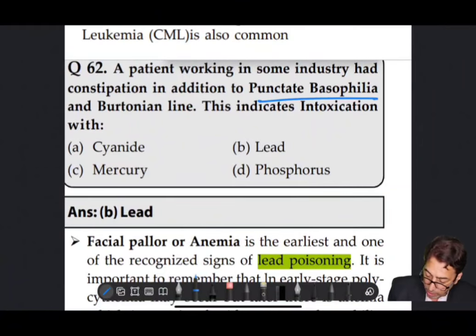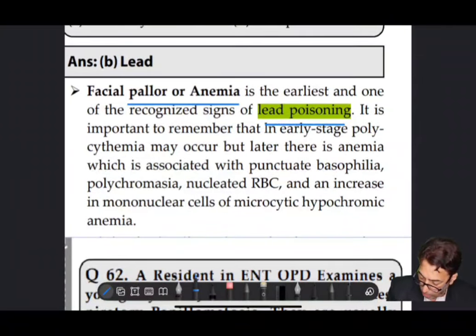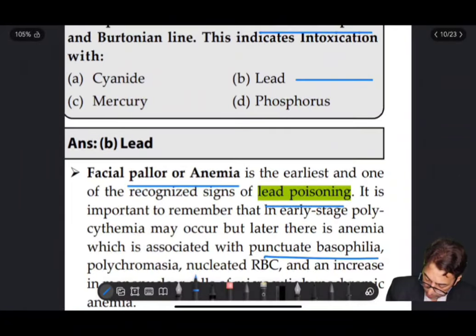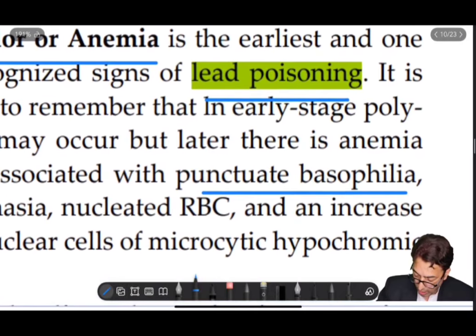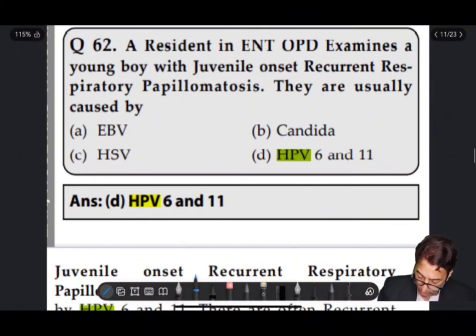Now, punctate basophilia, basophilic stippling, and I have given it a question number 62 in my NEET PGQR and FMGE Q Bank. So I have mentioned anemia and lead poisoning. And more important than that, basophilia. I would analyze that punctate basophilia. So that's important.